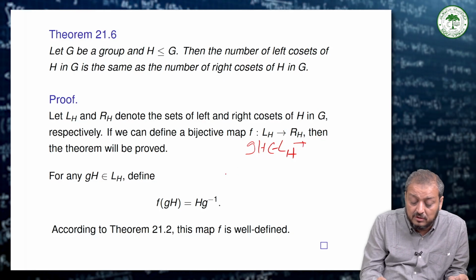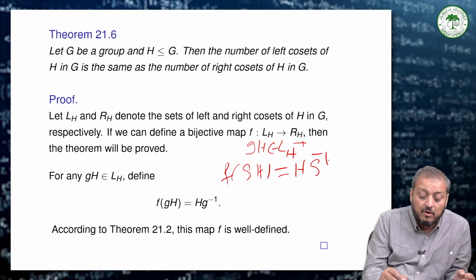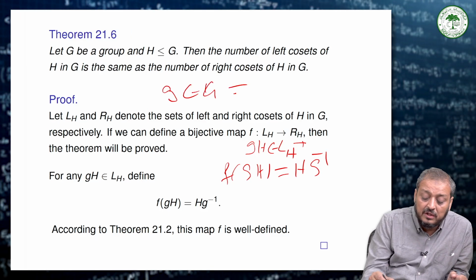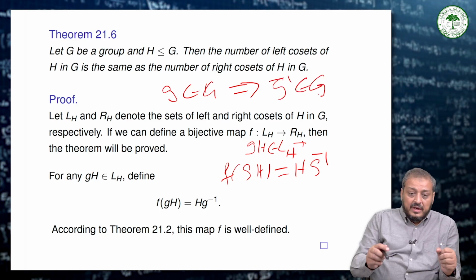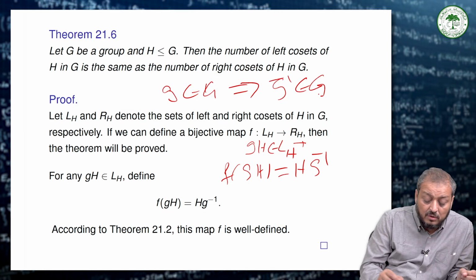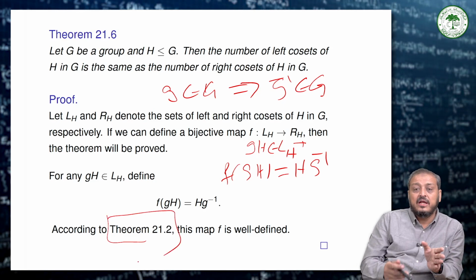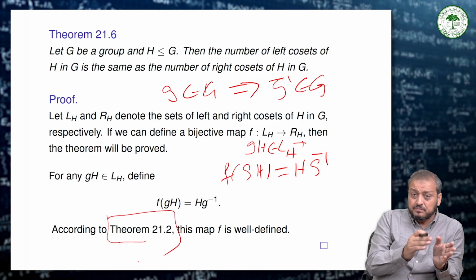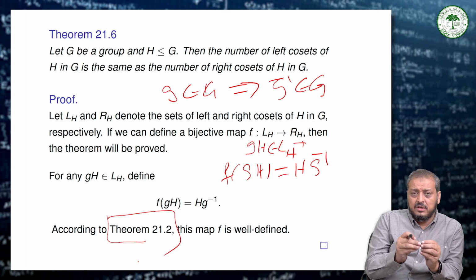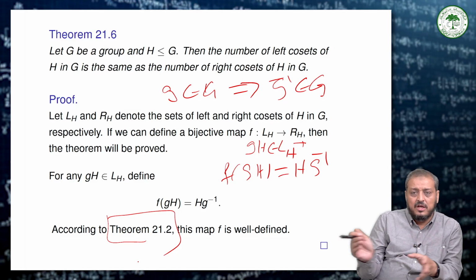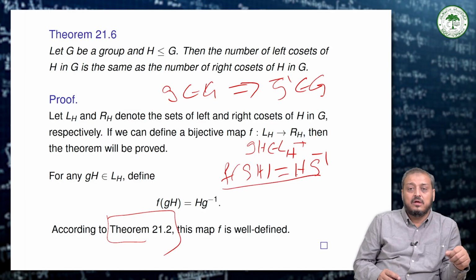So we define f of gH as H g inverse. Because we take g as an element of G, and G is a group, g inverse is always an element of G. Now we use one theorem. If you remember, if Hg1 is equal to Hg2, then this implies that g1 inverse g2 is an element of H, if and only if the condition holds. By this we can easily prove that this is a map.